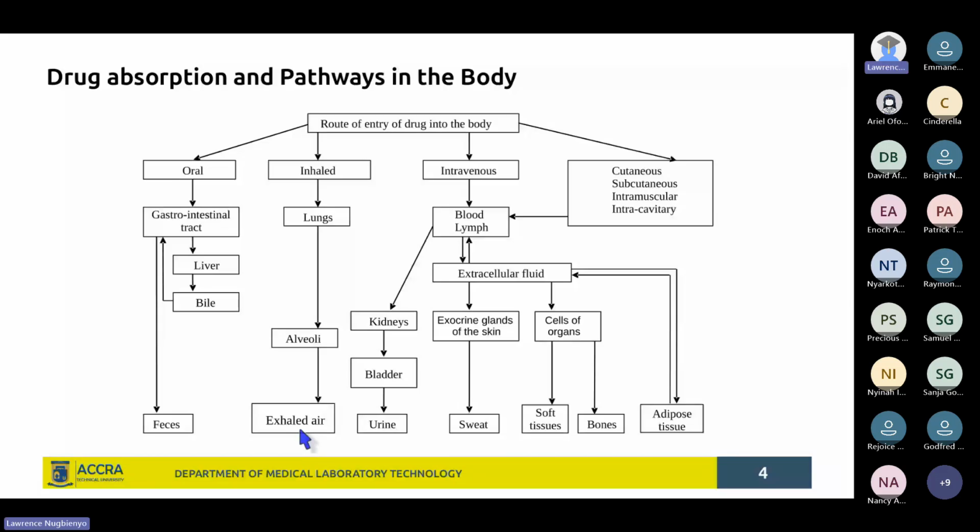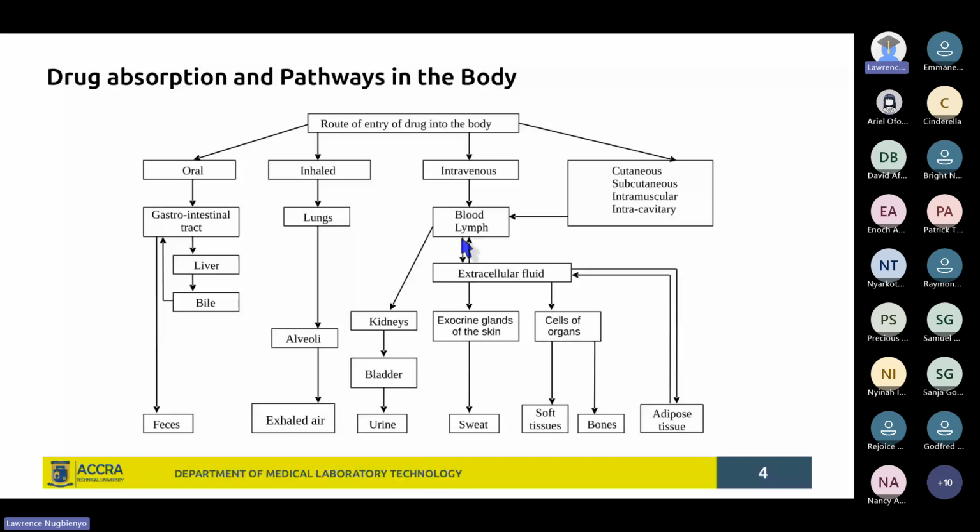You also have the intravenous route of administration of drugs. So these will go directly into the bloodstream, and from there it can go into the lymph, which has a role to play in the immune system. And this goes to the kidneys, where you have filtration and formation of urine. Then urine is stored in the bladder, and so the drug substance is excreted out of the body through urine.